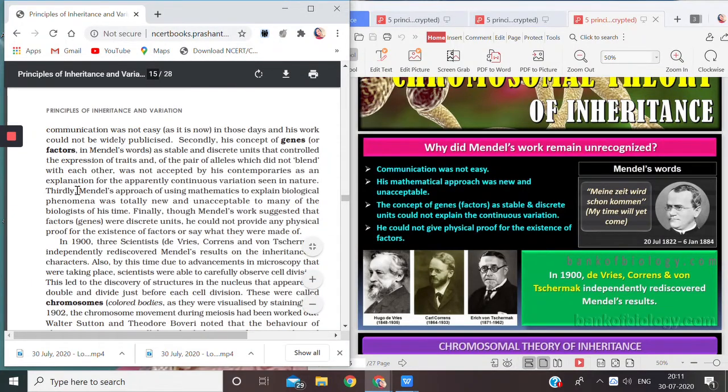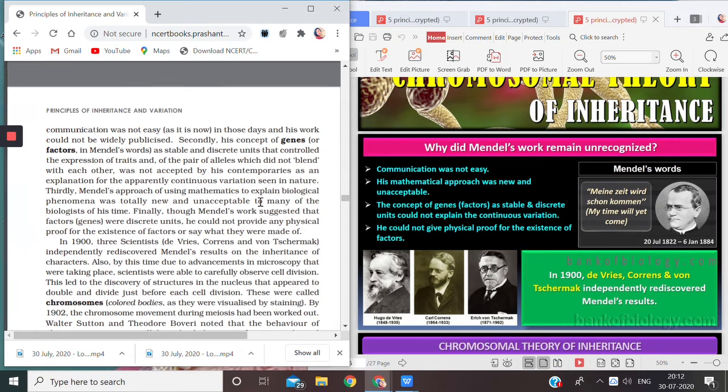Then children, you see here in your NCERT, thirdly, Mendel's approach of using mathematics to explain biological phenomena was totally new. People were not studying biology by using mathematical calculations. It was a very new concept in biology. And when there is a change, it is very hard to accept the change. You have seen now in COVID-19, we teachers are trying to teach on this platform as I am doing. When we started with this, there were many parents and other teachers who said, oh, this is not the right way to teach, but now everybody is doing it and learning.